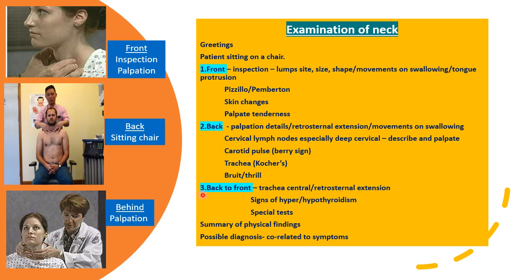After this, you come back to the front again, where you check for the position of the trachea, whether it is central, and percuss for retrosternal extension of the goiter. And then look for signs of hyper and hypothyroidism, and carry out the special tests in the patient for thyroid. After doing this, you come to the summary of the physical findings, okay, and then coming to the possible diagnosis, provisional and differential diagnosis, justifying with the necessary signs that you detect in the patient.